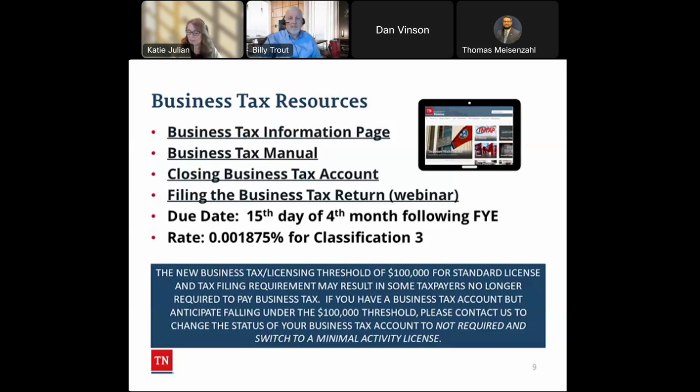Just wanting to put that out there right now in case any of you on here currently hold a standard license and have a business tax account, but think that you may not meet that threshold this year.